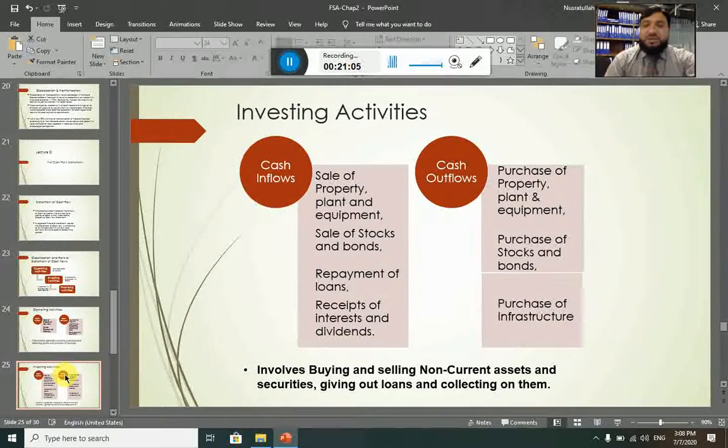On the contrary, when we purchase a property, a plant, an equipment, a machinery, we pay for that, so that is cash outflow. When we purchase stock and bonds, that is cash outflow. When we purchase infrastructure or we invest in other businesses, that is cash outflow. Usually, investing activities involve buying and selling non-current assets and securities, giving out loans and collecting on them. So all of them come under investing activities.